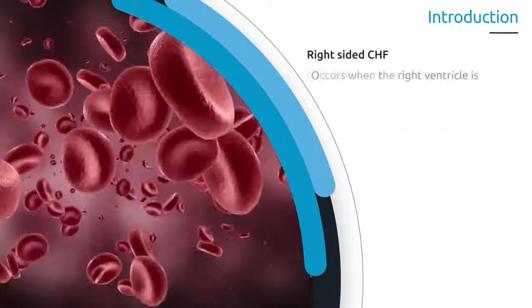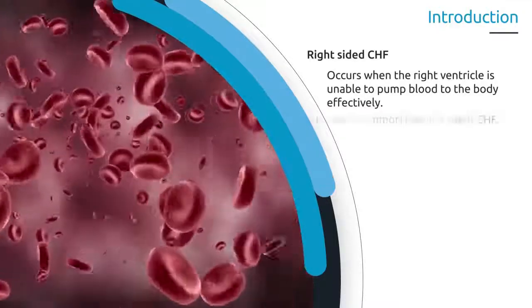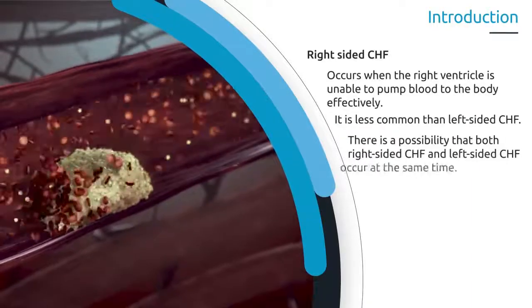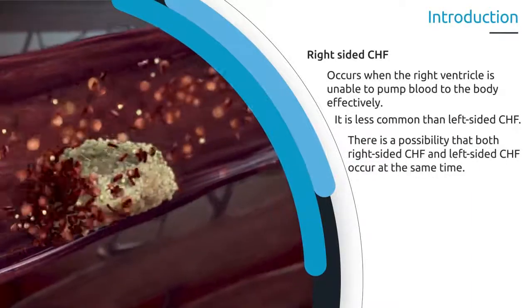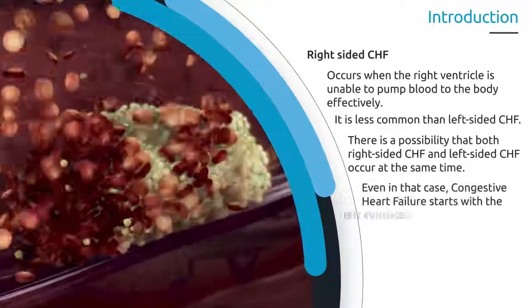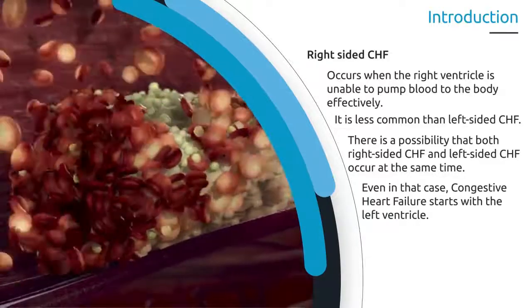Right-sided CHF occurs when the right ventricle is unable to pump blood to the body effectively. It is less common than left-sided CHF. There is a possibility that both right-sided CHF and left-sided CHF occur at the same time. But even in that case, congestive heart failure starts with the left ventricle.